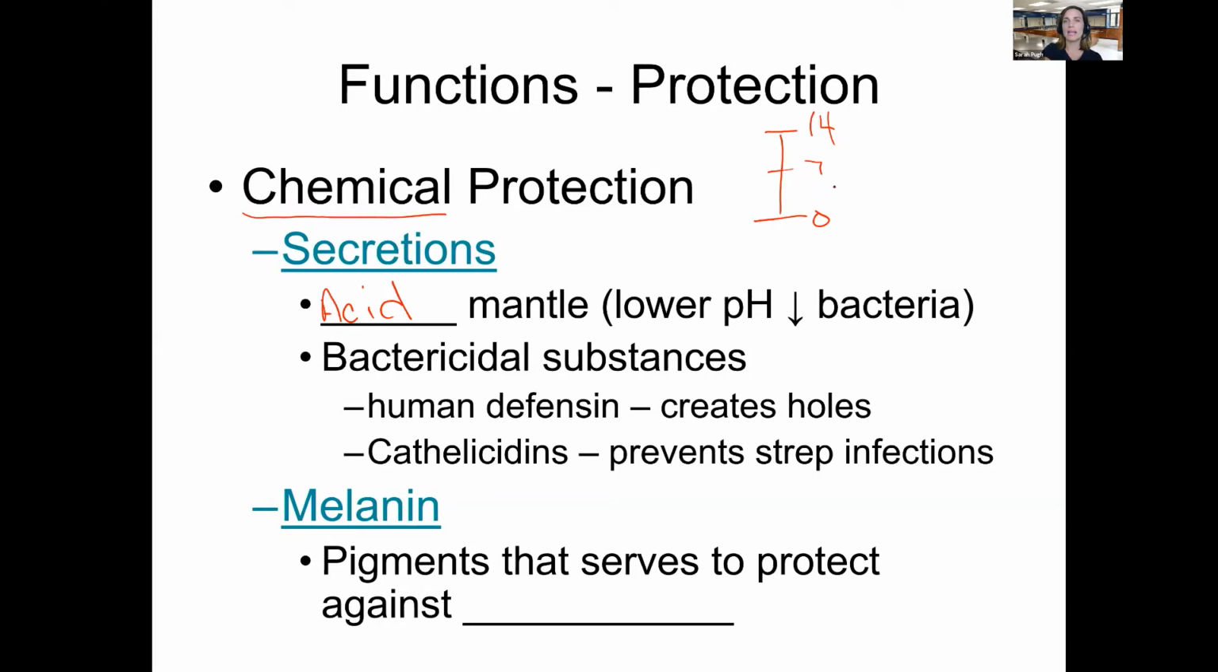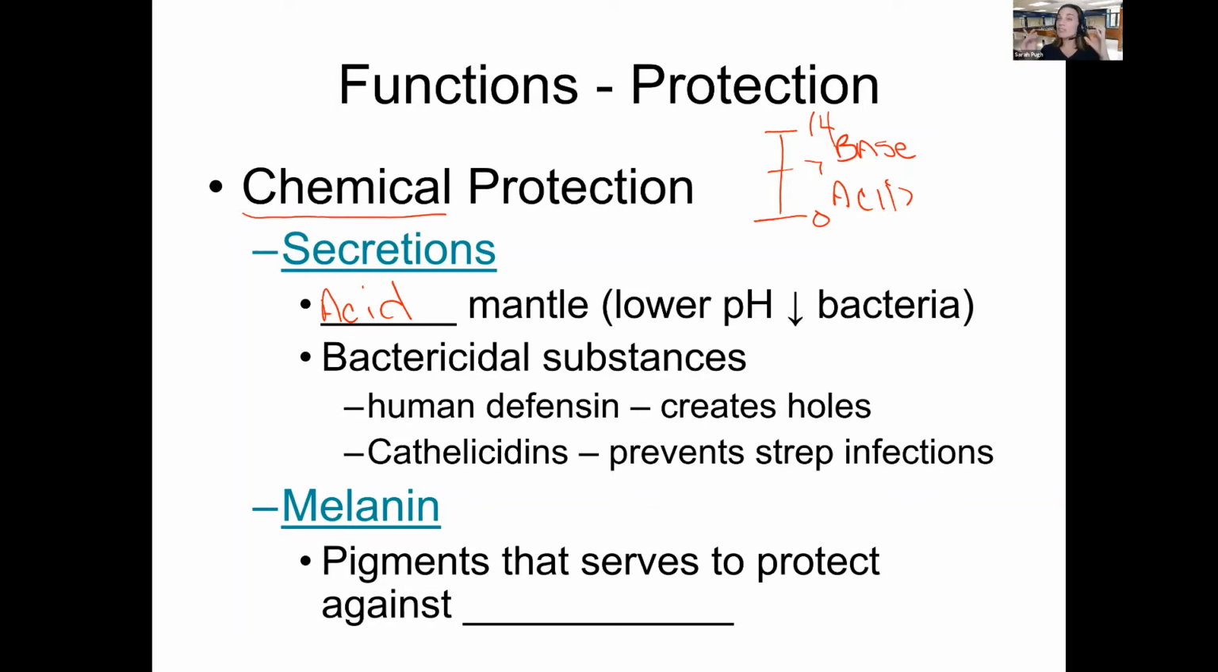An acid is on the low end of the scale, and a base is anything above 7. So an acid's below 7, a base is above 7. So the acid mantle has a low pH. It's secreted on the surface of your skin, so it's all over the surface. And this is actually super helpful.